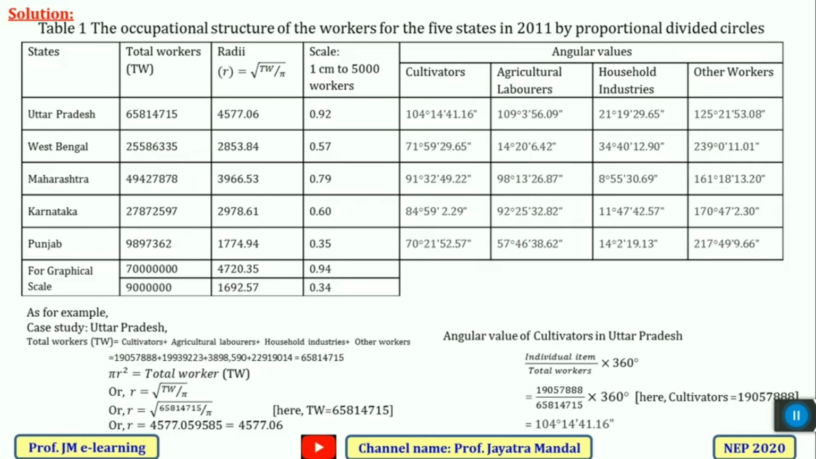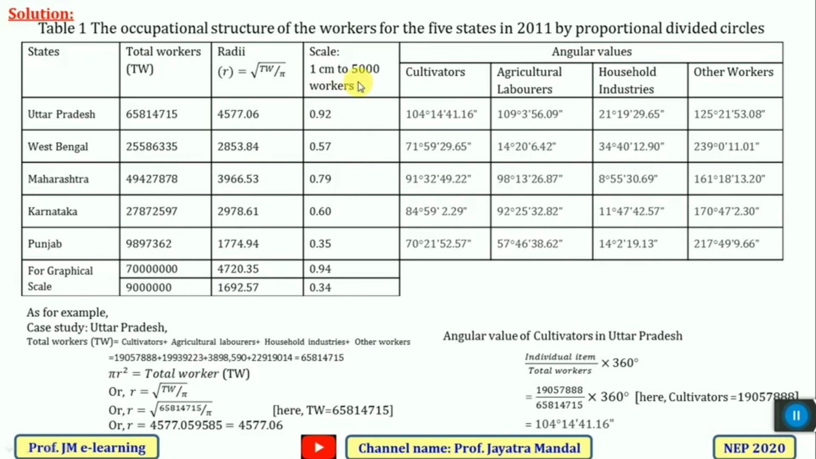Rule for calculator: press root first, bracket, 65814715 divided by shift exp (pi), then bracket close, equal to. You will get 4577.059585. Here we got the radius of Uttar Pradesh. Similarly, we will have the rest of the radii.